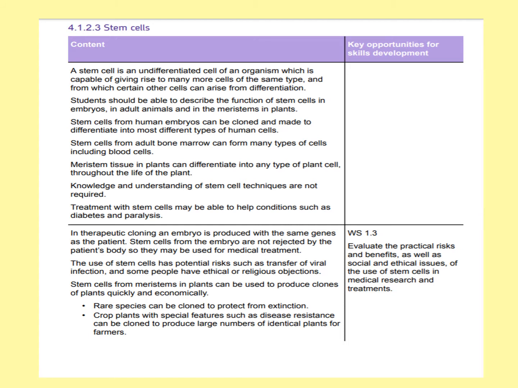So we've got to talk about stem cells, what they are. We've got to talk about the two different types. We've got to talk about the ones that are found in plants, which is meristem cells, and then how they can be used. And it's all in this specification here for you.